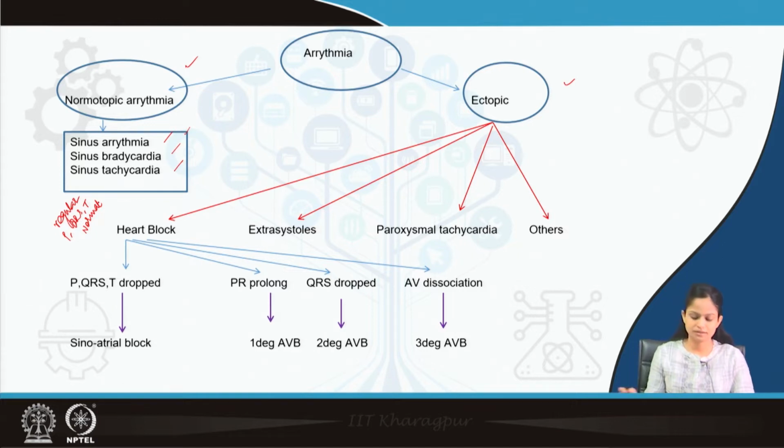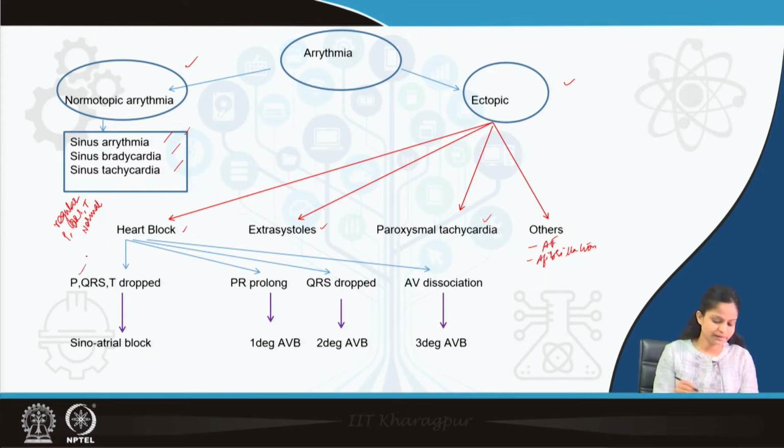Now, in ectopic arrhythmia we have heart block, extrasystoles, paroxysmal tachycardia, others like atrial flutter, atrial fibrillation, then ventricular fibrillation, etc. In heart block we have sinoatrial block and atrioventricular block. Sinoatrial block means there is a delay or block in the conduction of impulses from the SA node. In this case generally the dropped beat will be the whole PQRST waves. So, that is sinoatrial block.